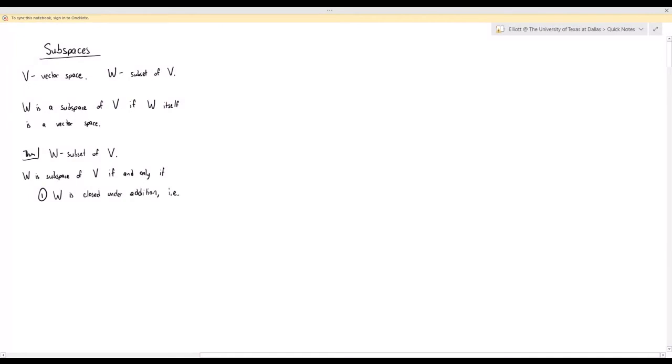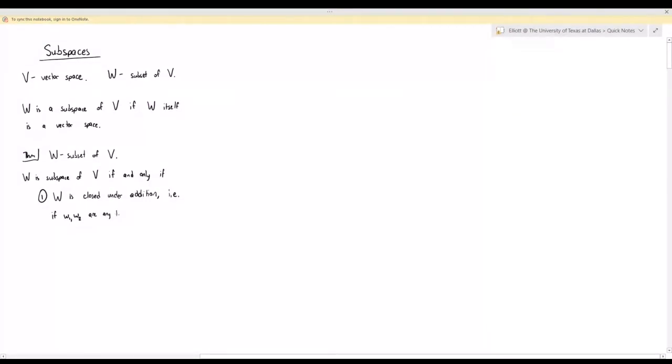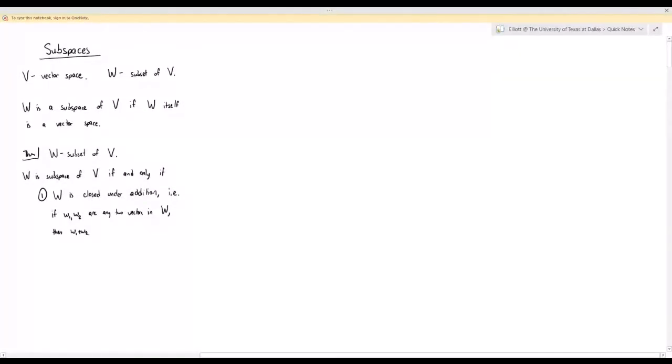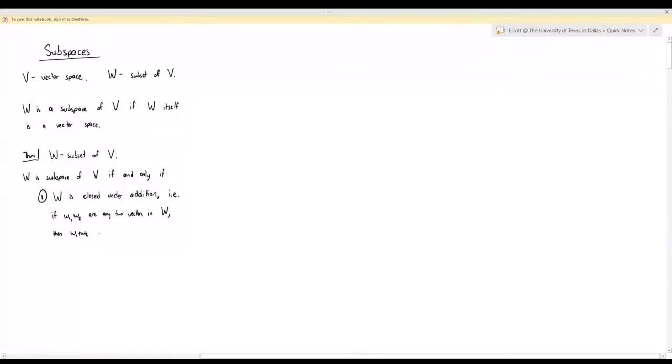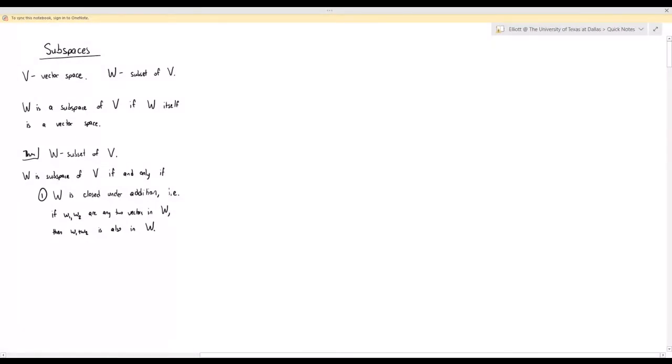And so what does it mean to be closed under addition? Remember that means that if W1, W2 are two vectors in W, then their sum, W1 plus W2, must also be in W. So take two vectors in W, the sum is also in W. That's what it means to be closed under addition. And then to be a subspace, it also needs to be closed under scalar multiplication.